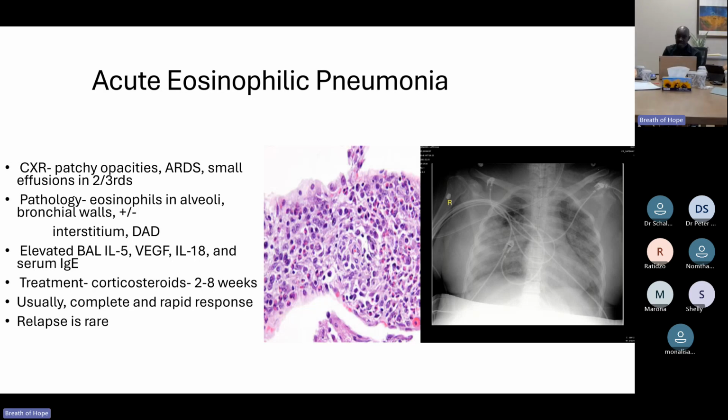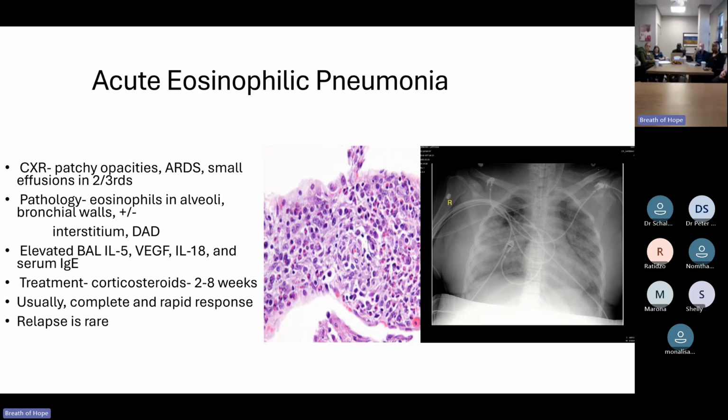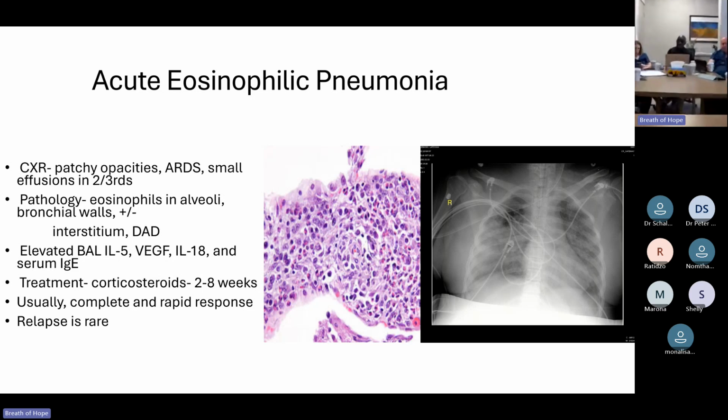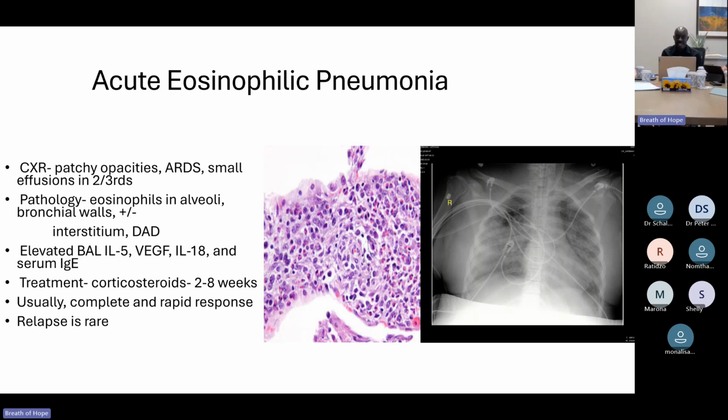And then, of course, acute eosinophilic pneumonia, which is perhaps much more common. On chest X-ray, you see patchy opacity, ARDS, and a small effusion in 2/3 of the cases. On pathology, you see eosinophilia in the alveolar and bronchial walls, and also within the interstitium, and sometimes they present with diffuse alveolar damage, what we call that. There are elevated bronchoalveolar lavage IL-5, vascular endothelial growth factor, and IL-8, and serum IgE. Treatment, of course, corticosteroids is the cornerstone, for 2 to 8 weeks, usually with a complete and rapid response. Relapse is very rare.